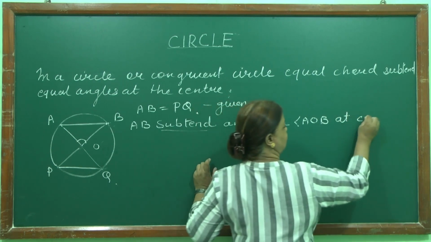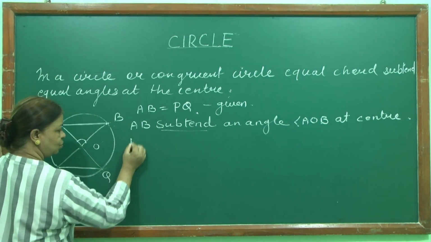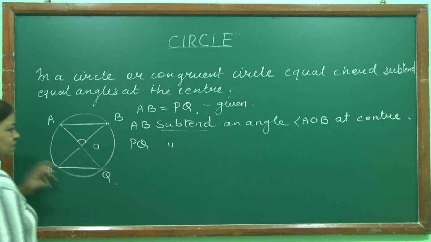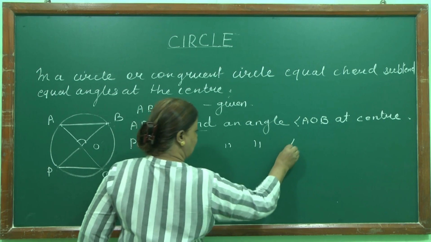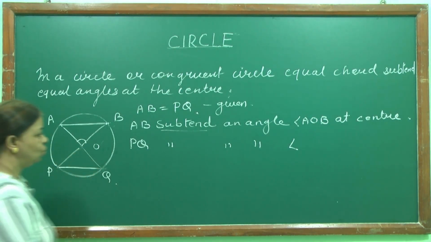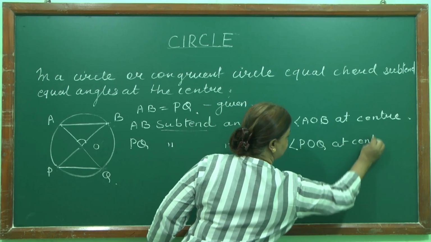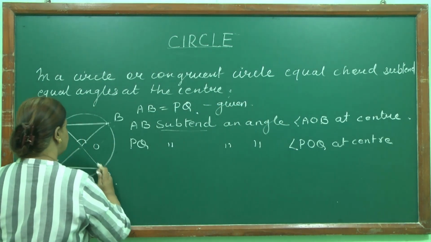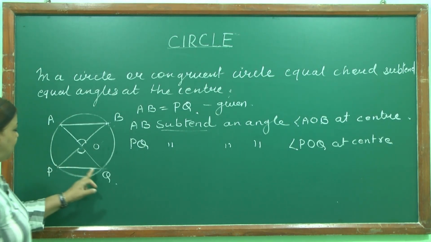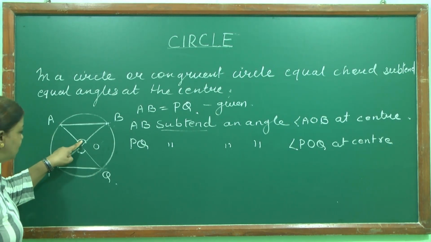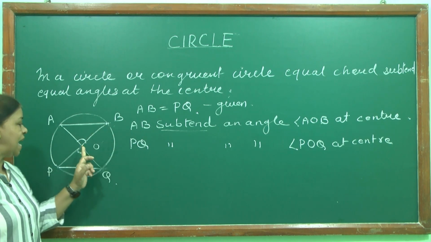at the center, and PQ also subtends an angle POQ, again at the center. Subtending means it is making an angle. So this is the angle subtended by PQ at the center, and this angle AOB is subtended by chord AB at the center.